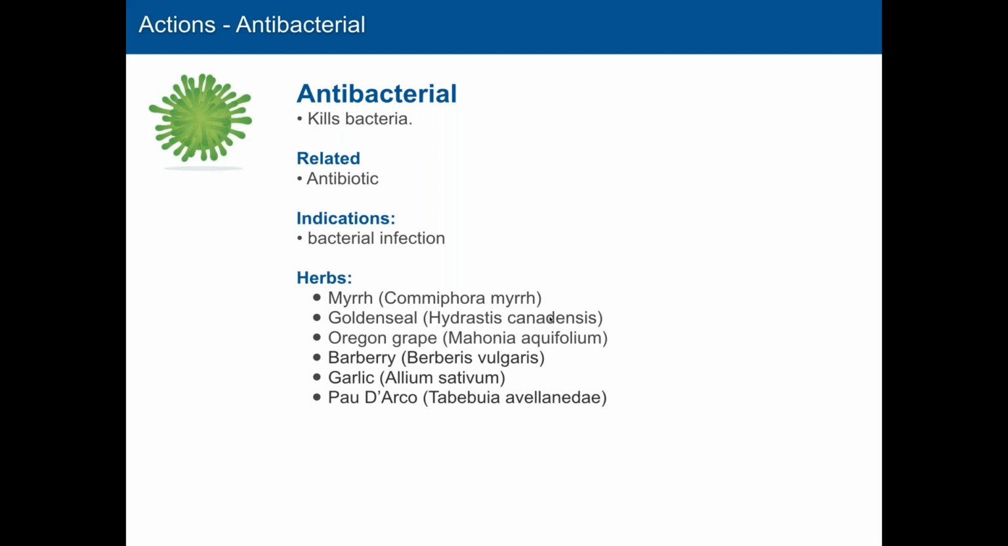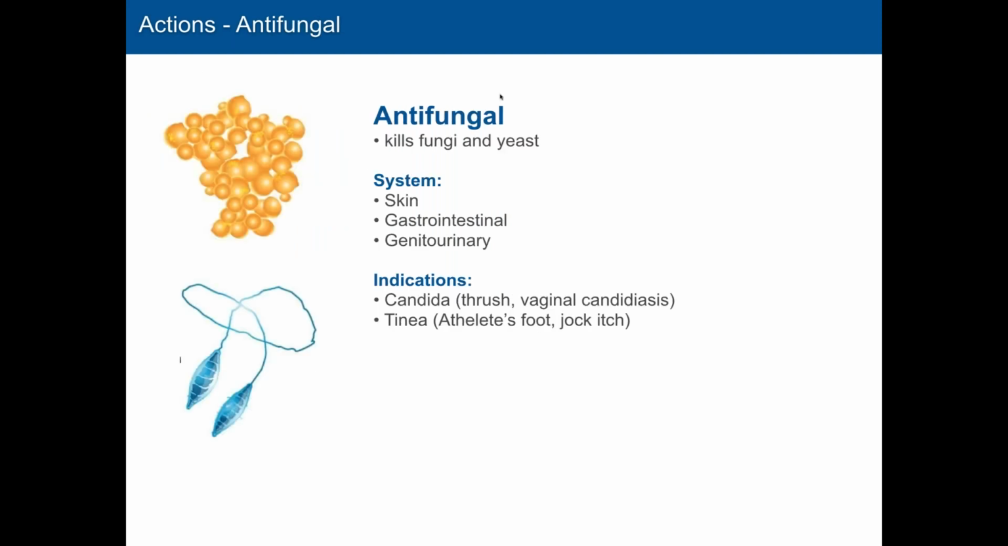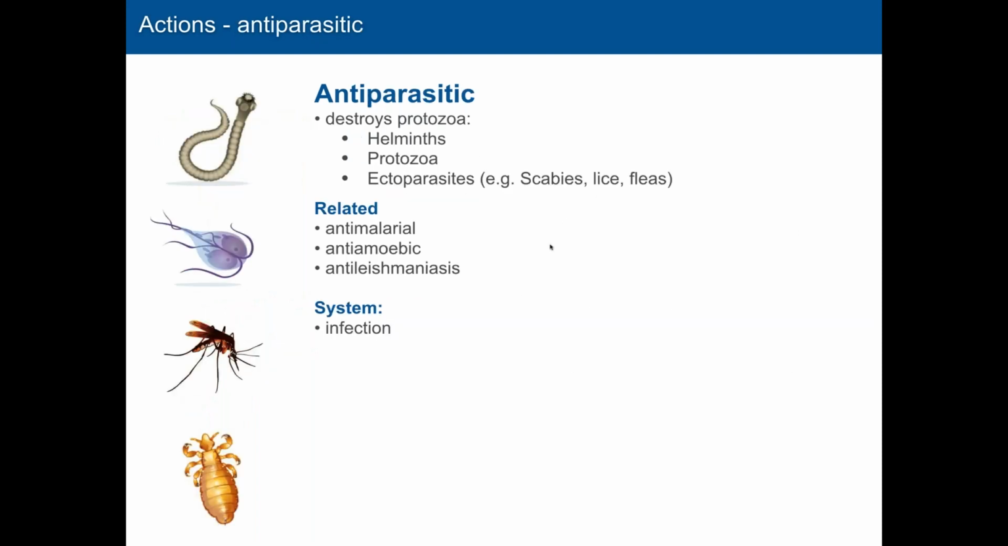Pau d'arco and its North American cousin, black walnut, have naphthoquinones in them. So these all have different groups of antimicrobials that have effects on bacteria. Some of them will have antifungal effects as well. I didn't really list them all here. And then antiparasitic ones, as I mentioned, there are a few different types of parasites that you can have.